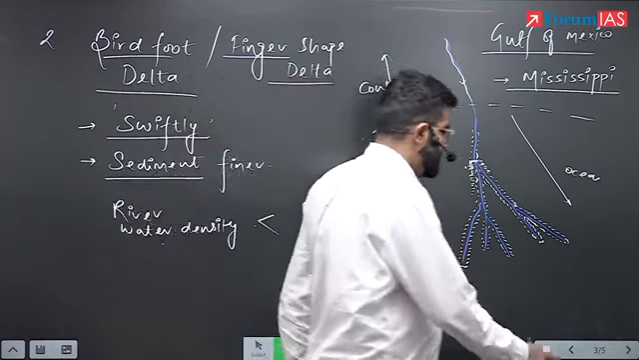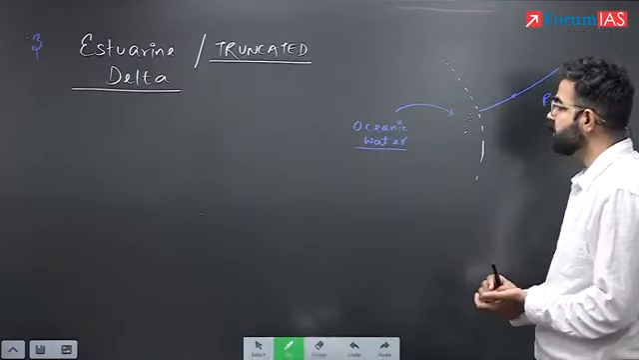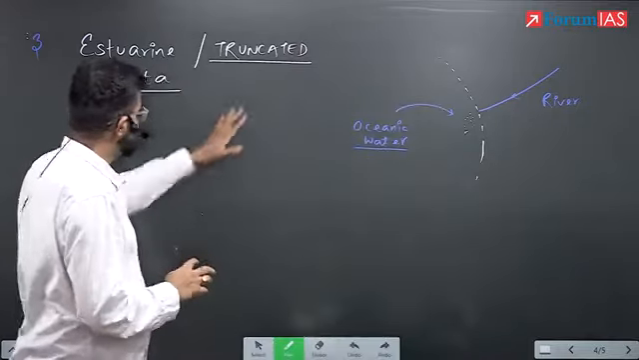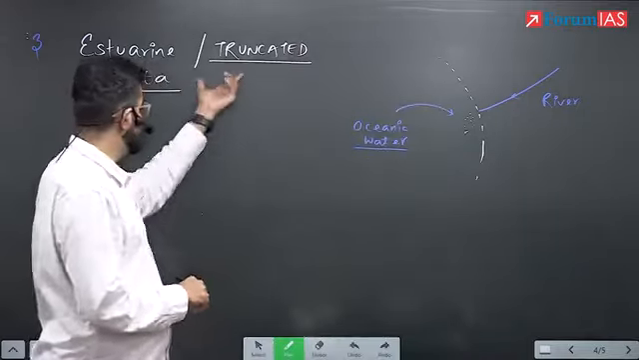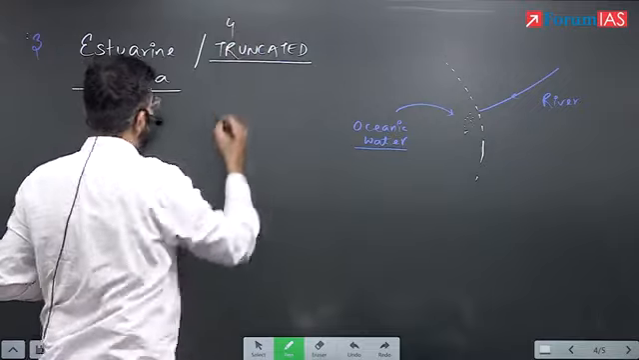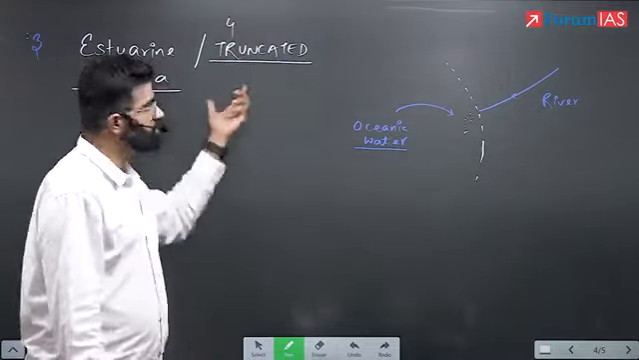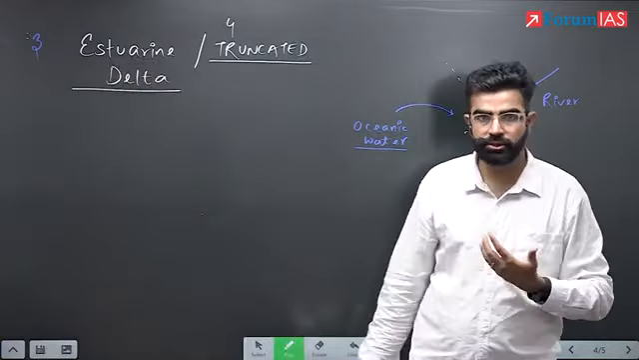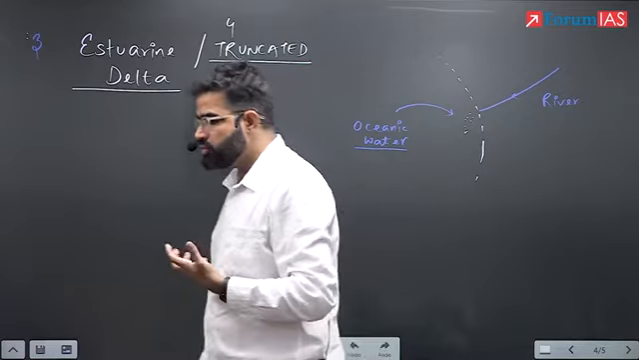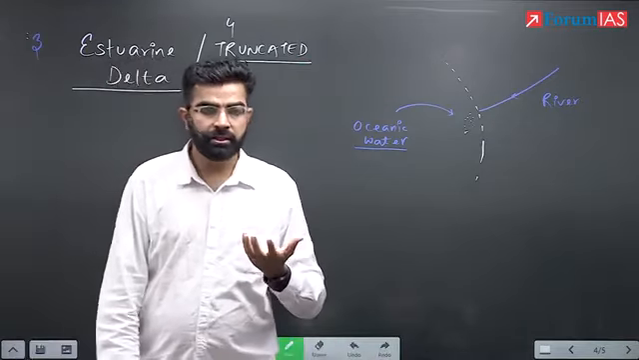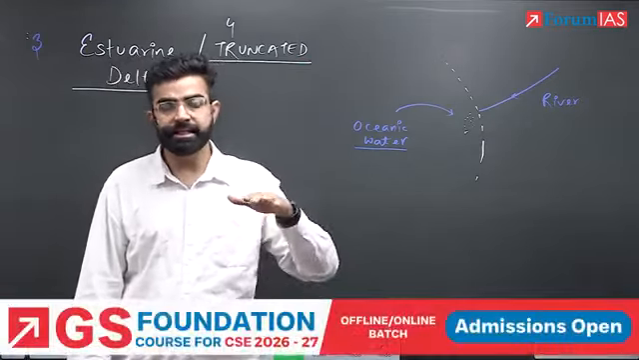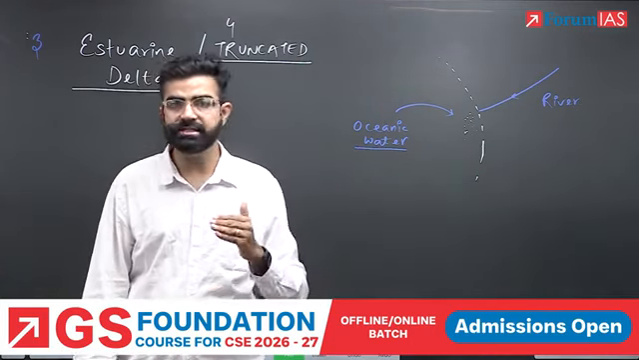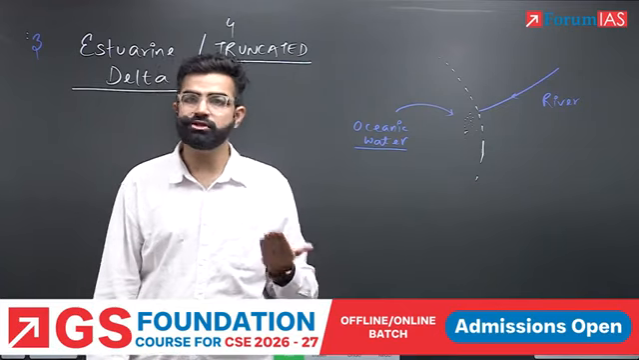Now the next type of delta is known as estuarine delta. We can also call this delta a truncated delta. However, you can also separate this; it can be given as the 4th number, but more or less they are the same. Now see here, what is an estuary first? You should know what an estuary is. Estuary is the mouth of the river where the river is opening into the ocean or the sea under the sea water. Okay, meaning its mouth is submerged under sea water or the oceanic water.